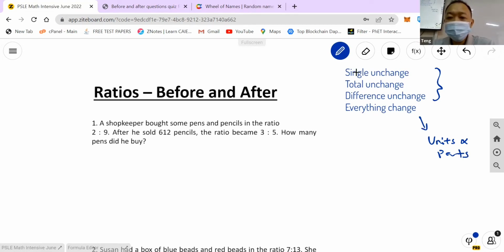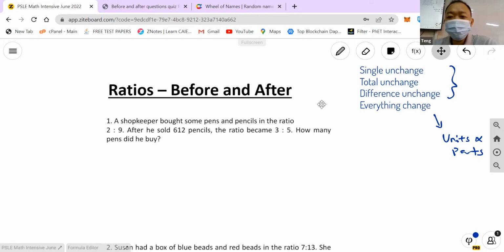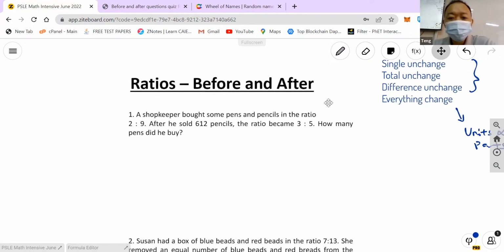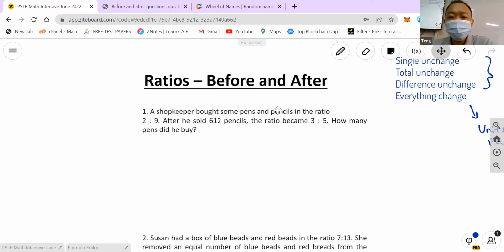Now sometimes there are different names as well. Do you all know any other names given to single unchanged? I know that there are other names given. I know one digit unchanged. No, that's not single unchanged. Okay, so what I'm going to do is go through the first one.